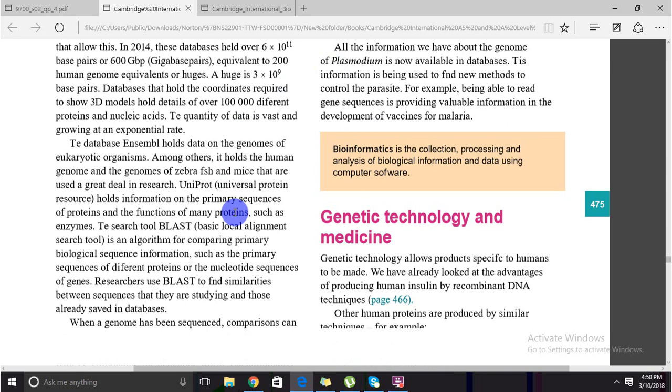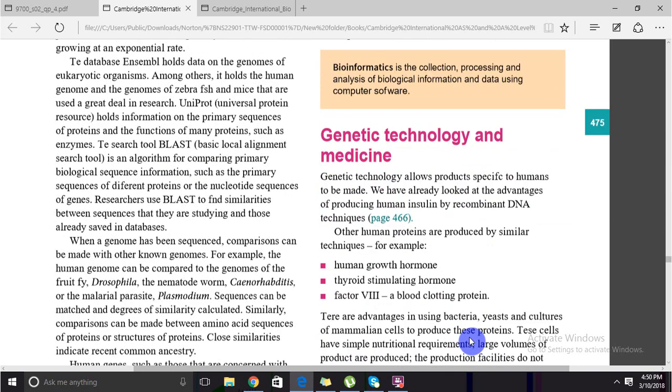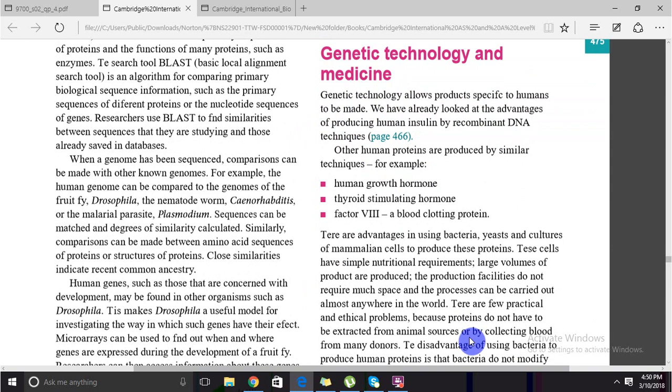So when a genome has been sequenced, comparisons can be made with other known genomes. For example, the human genome can be compared with the genome of the fruit fly or the nematode worm or the malarial parasite. And we can match the sequences and we can calculate something called a degree of similarity. And close similarities indicate recent common ancestry.